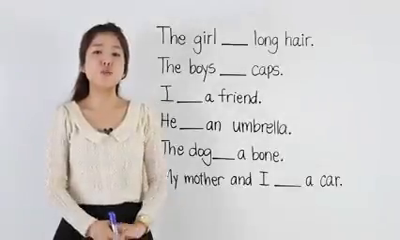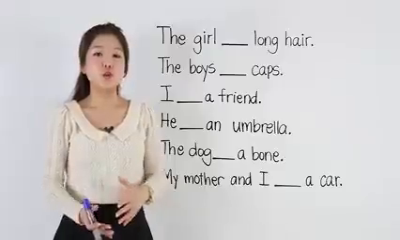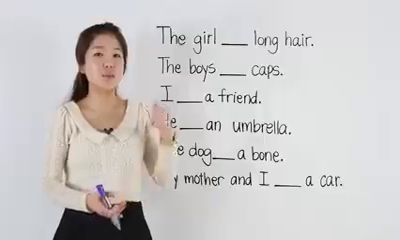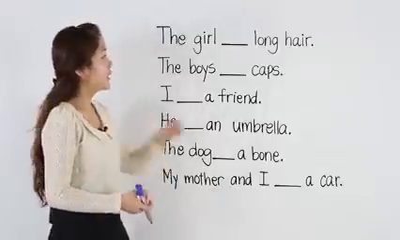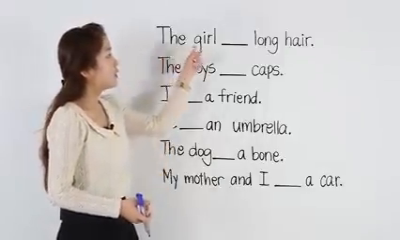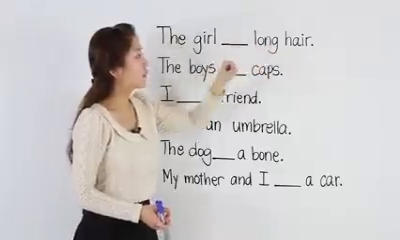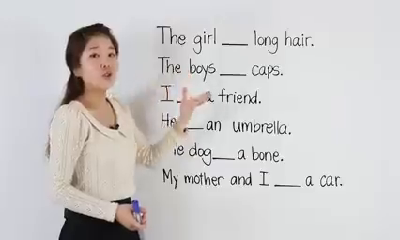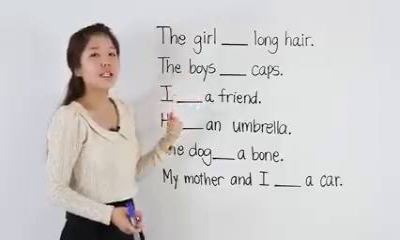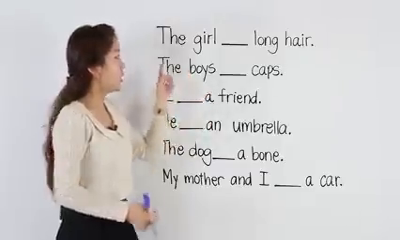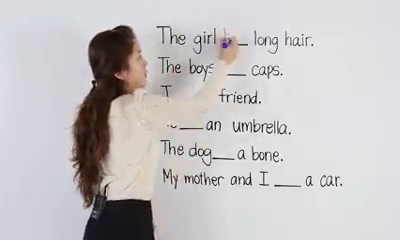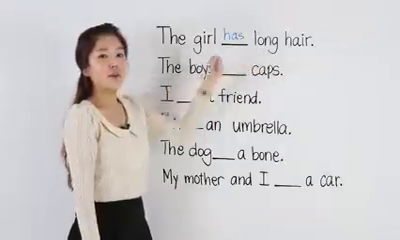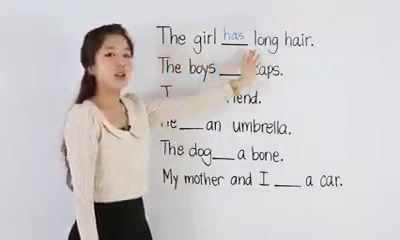Okay, let's do some practice together. You have to think about if we should use have or has in the blanks. Okay, so let's look at the first one. The girl blank long hair. Okay, now the girl. What can we use instead of the girl? We can say she. She, then what do we say? Has. She has long hair, or the girl has long hair.